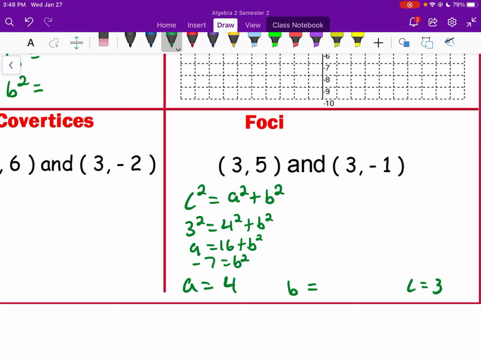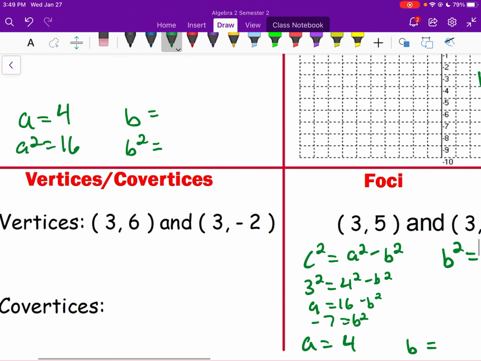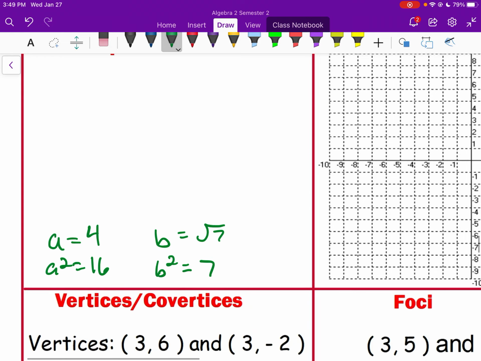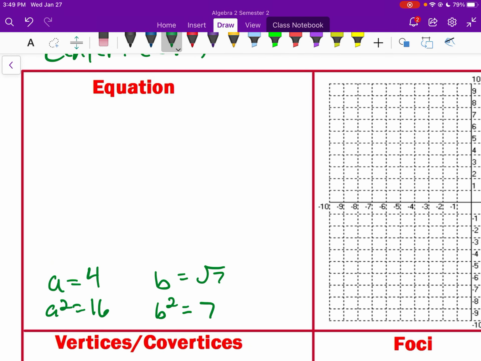Okay, now, I made a mistake somewhere in there. Oh, because it's not plus b squared, it's minus. So it's important to know the signs. Minus, minus, minus. So negative b squared equals negative 7, meaning b squared is equal to 7. Now I don't need to figure out b. b would be the square root of 7, but in our equation we need a squared and b squared.